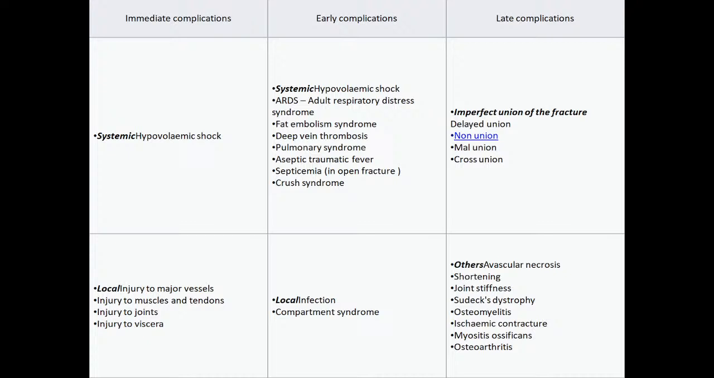Now we talk about the complications of bone fractures. All types of complications are divided into systemic complications of bone fractures and local complications. Systemic complications occur when the whole body responds to the trauma. For example, hypovolemic shock.